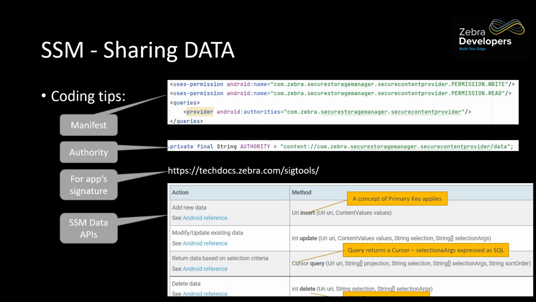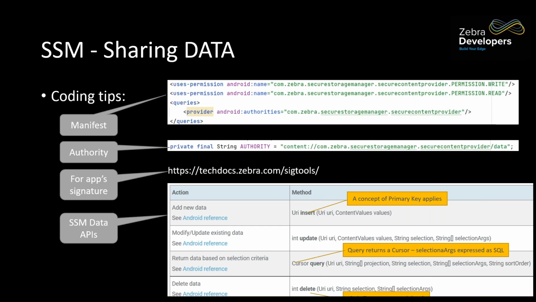This is an example of coding. You have to declare in your manifest some permissions to use the Secure Storage Manager in read and write mode, and in the queries tag also declare the authority. The authority is also a string that you have to hard code into your application. If you need to retrieve the signature of a target application, we have made available a tool at this address, and the APIs are these 4 calls, namely insert, update, query, and delete.